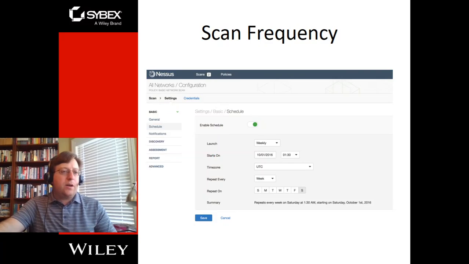The last thing that we're going to talk about during this part of the video is this idea of scan frequency. How frequently something is scanned is up to the constraints of the organization, and it's worth thinking for a minute about what's going to go into that decision.